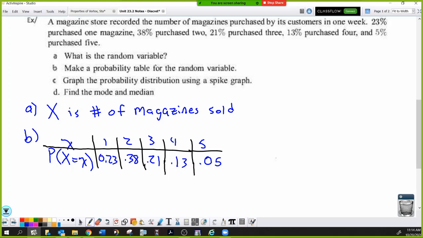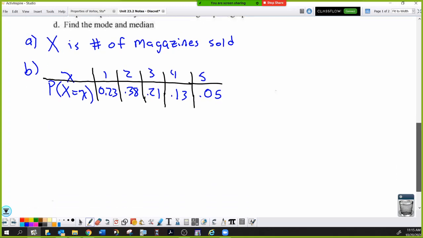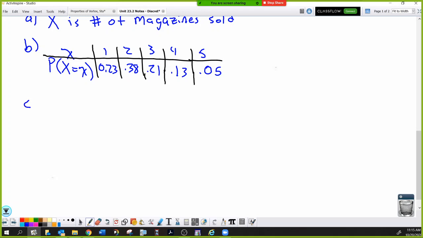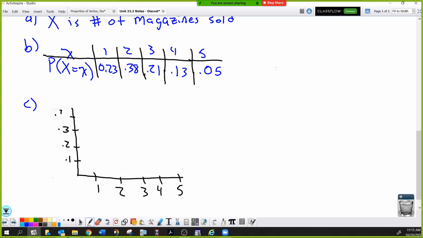Part C says to graph this using a spike graph, or you could use a bar graph if you like. It actually doesn't matter. They said spike graph, so let's do spike graph, which is cool because we haven't done any spike graphs yet. 1, 2, 3, 4, 5, numbers of magazines, and on the left I just went by 0.1s: 0.1, 0.2, 0.3, 0.4.